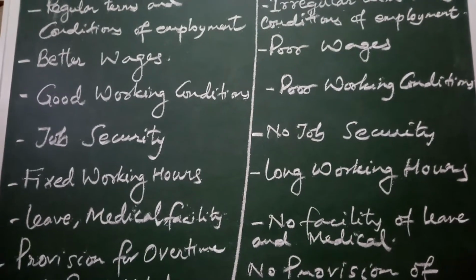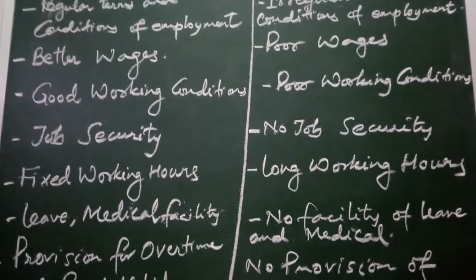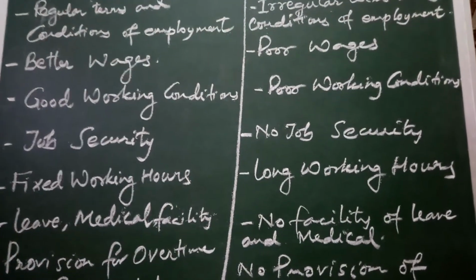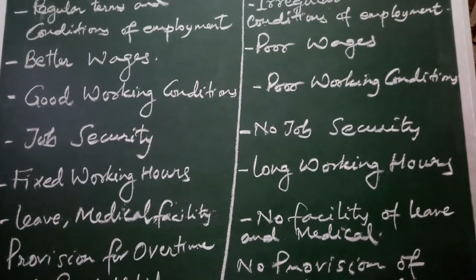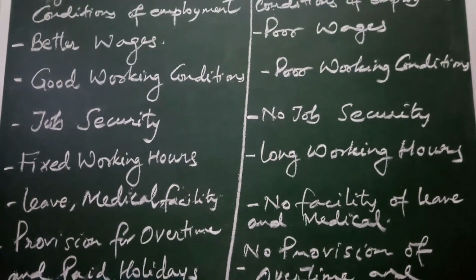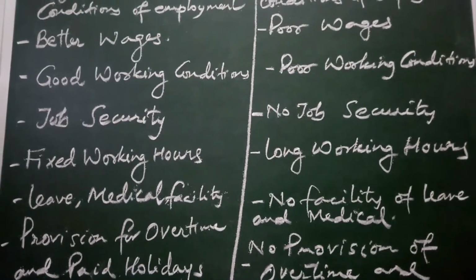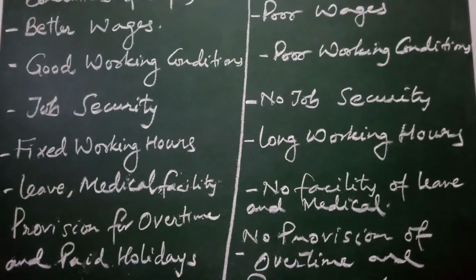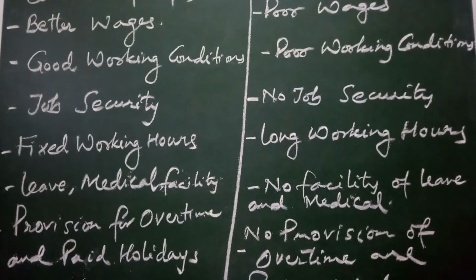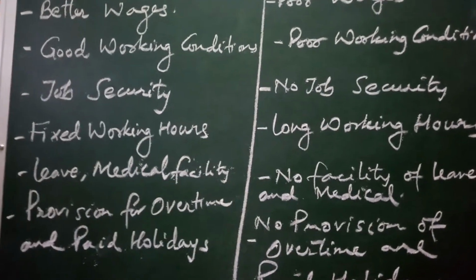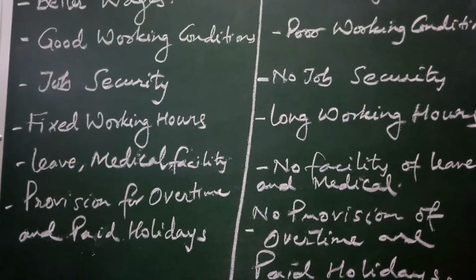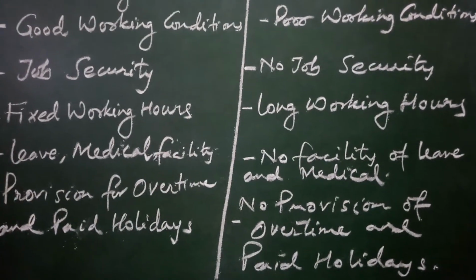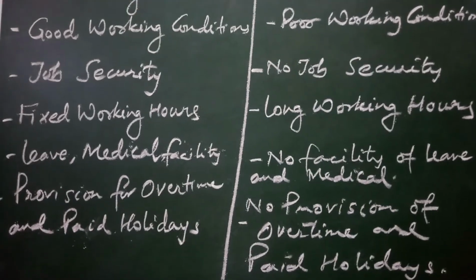There is fixed working hours in an organized sector, means workers know how many hours they have to work, whereas in an unorganized sector, workers are having long working hours. In organized sector, worker gets different types of facilities such as the facilities of leave and medical facilities, whereas no such facilities are provided to the workers working in an unorganized sector. So there is a provision of overtime and paid holidays in an organized sector, whereas in an unorganized sector there is no provision of overtime and paid holidays.